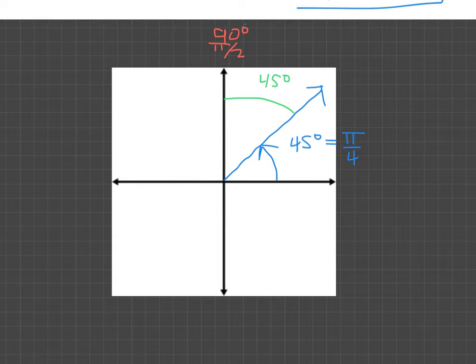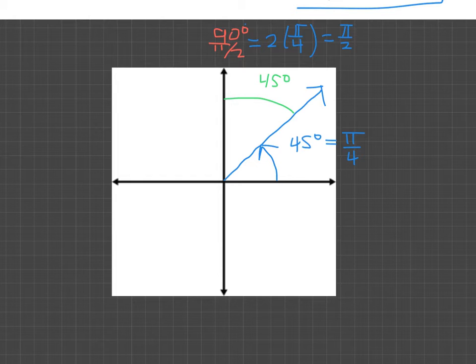Let's write this 90 degrees, or pi over 2, in terms of pi over 4s. Well, if we count it out, here's 1 pi over 4 plus another pi over 4. So that's 2 pi over 4s. So 2 times pi over 4. And then we write that as pi over 2 because the 2 and the 4 are going to cancel.